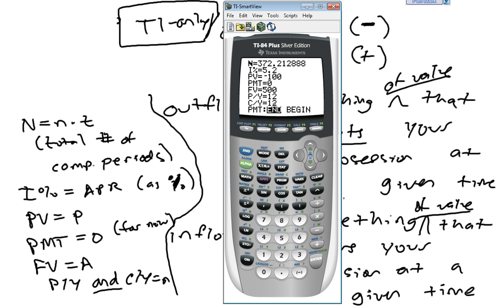Now, we won't discuss these because it's more confusing than it's worth. PY and CY should both be set to N. So we are talking about 52 compoundings per year. Now, when I type in 52 for PY and I hit enter, it automatically trickles down into CY. Don't worry about the difference between these. They should both be the same, and they should be equated to little n. So we want to know how long. In other words, how many weeks, total number of weeks will this take?